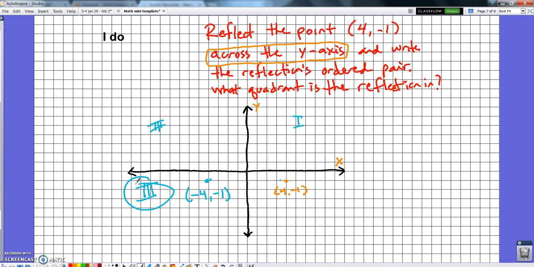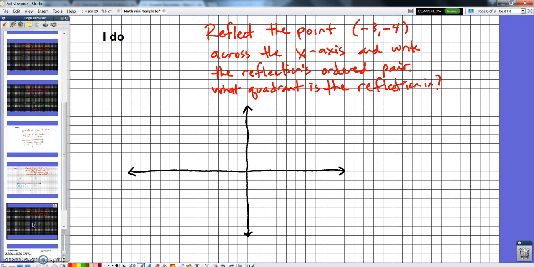So that's one for your notes, reflecting across the y-axis. Pause if you need to finish writing that down. I'm going to do one more where we reflect across the x. And you're probably getting the hang of this by now. So here we go. Reflect this point across the x-axis. So let me go find it. Negative 3, negative 4. It's right there.